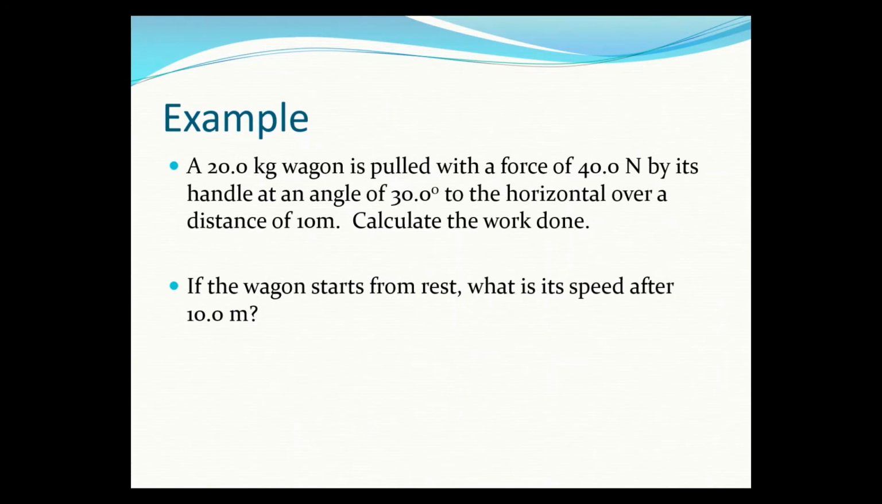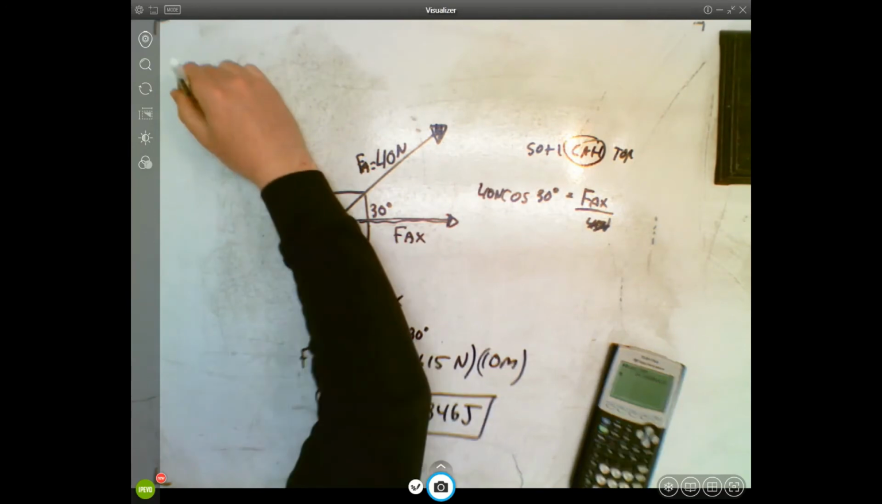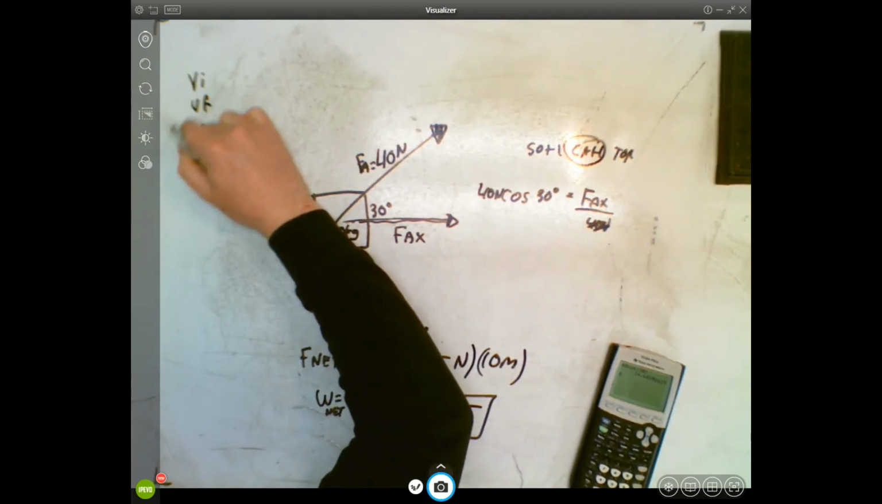And if the wagon starts from rest, what is its speed after 10 meters? Sure. So we have a few ways that we can do this. Could you use VIVFDAT? I don't think we actually have enough information to do VIVFDAT. You'd have to do a lot more work.